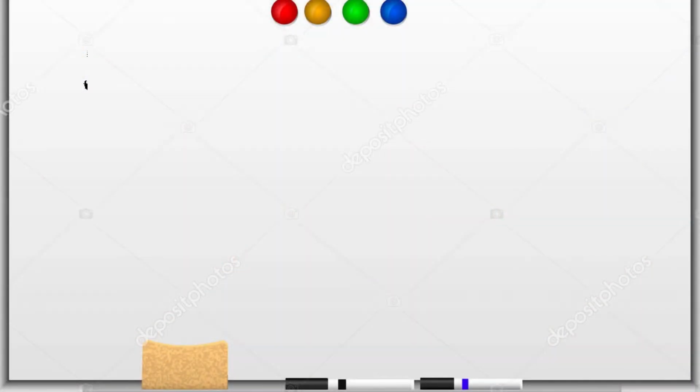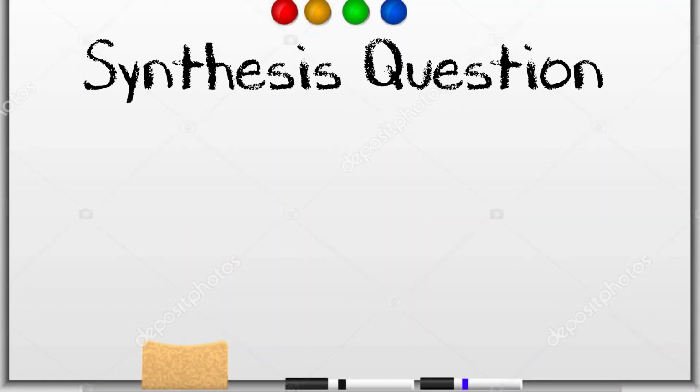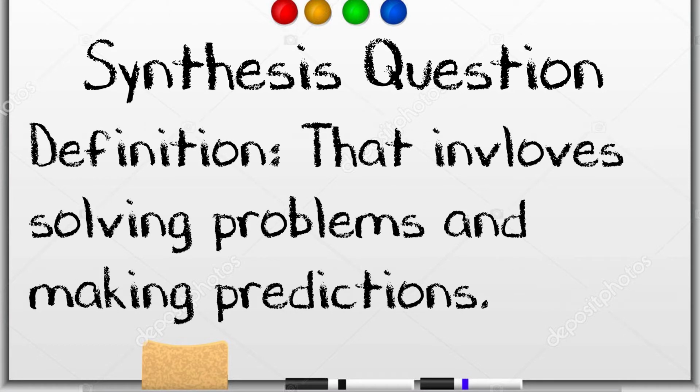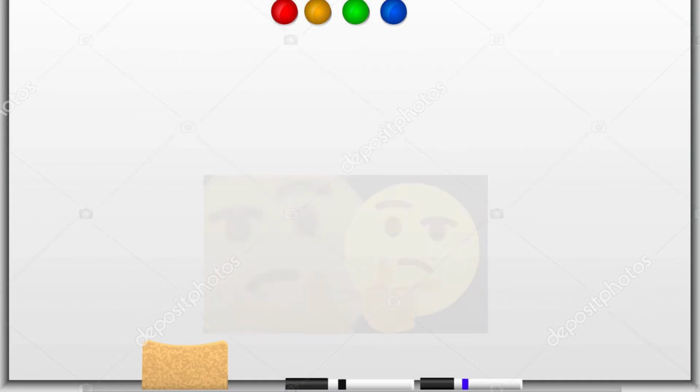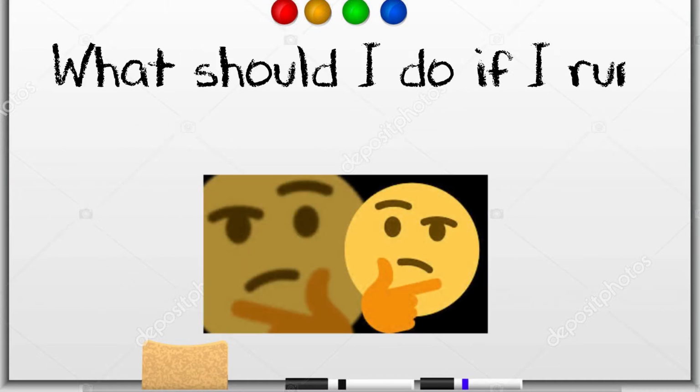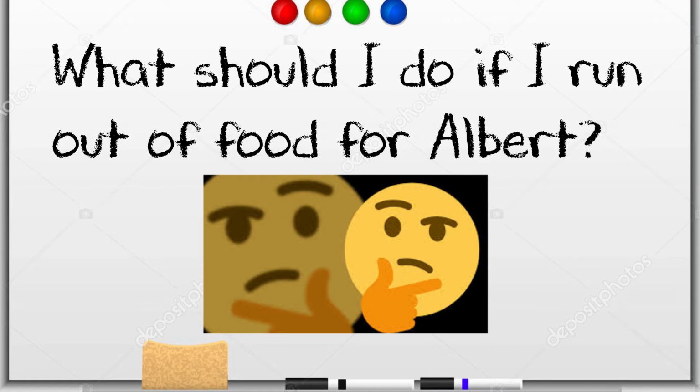A fifth question type is synthesis. This type of question is about things like solving problems or making predictions, and the person answering needs to come up with their own ideas rather than choosing from a set of options. For example, what do you think I should do if I run out of food to feed Albert?